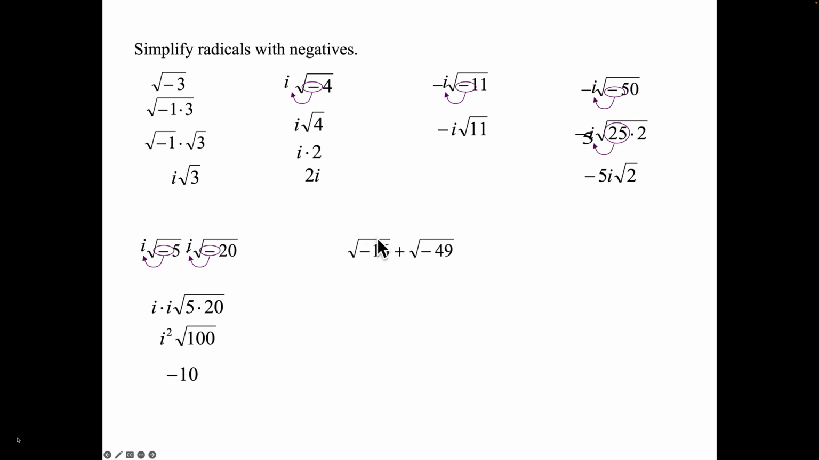Next, the square root of negative 16 plus the square root of negative 49. Whether I'm multiplying, adding, or subtracting, you immediately take out the negatives. Now you can simplify the square roots. The square root of 16 is 4, the square root of 49 is 7. So I'm going to have 4i plus 7i. I'm going to treat these like terms, as if it was 4x plus 7x would be 11x, 4i plus 7i would be 11i.